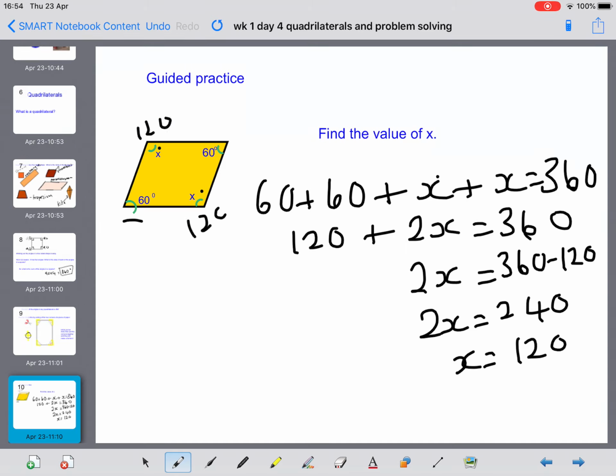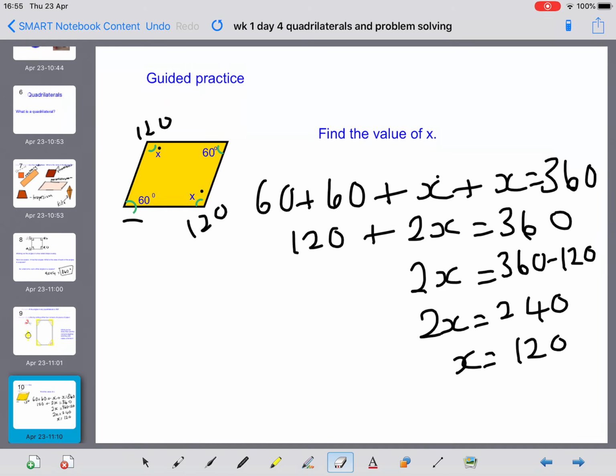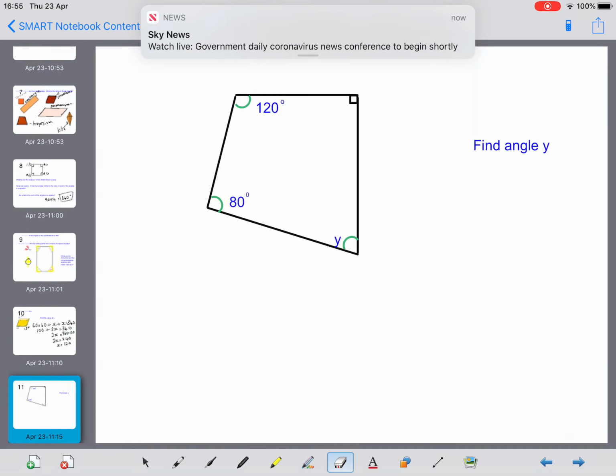Okay, now you can check that that's right by adding them all together. 120, add 120, add 60 and 60. So you've got zeros here. 2, 4, 10, 16, 360. So I know I'm right.